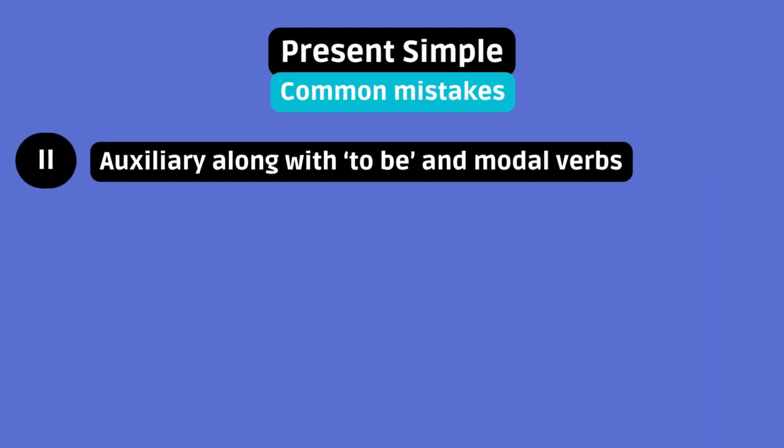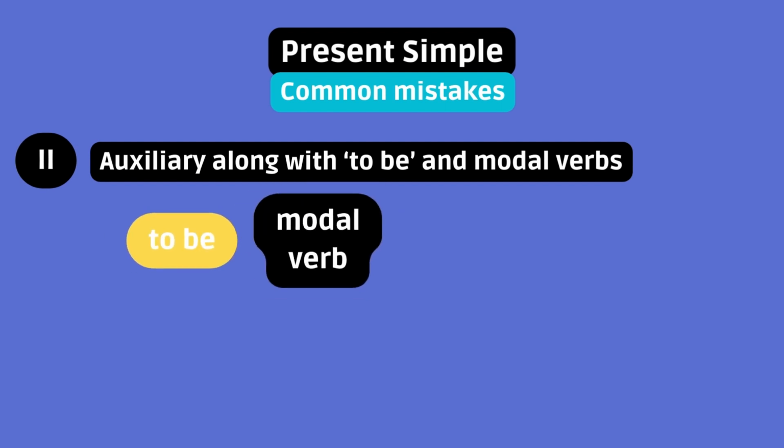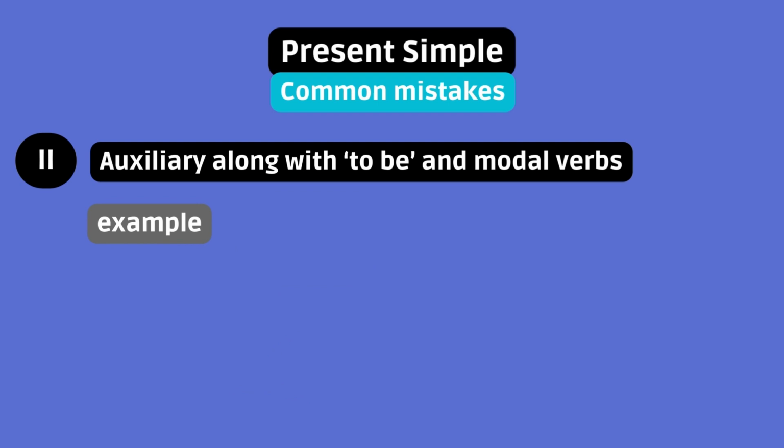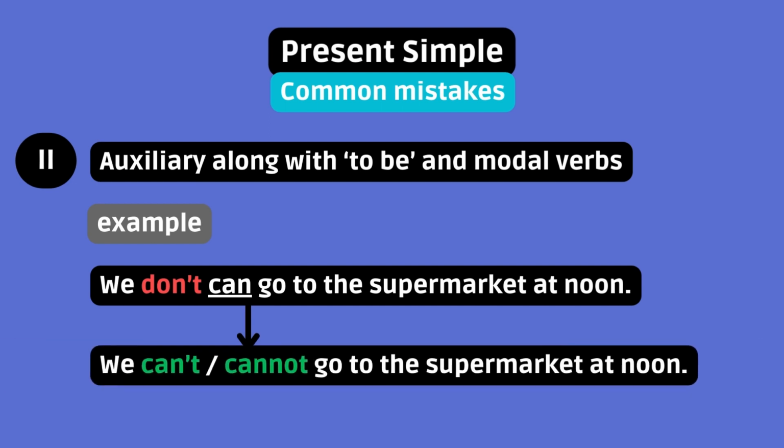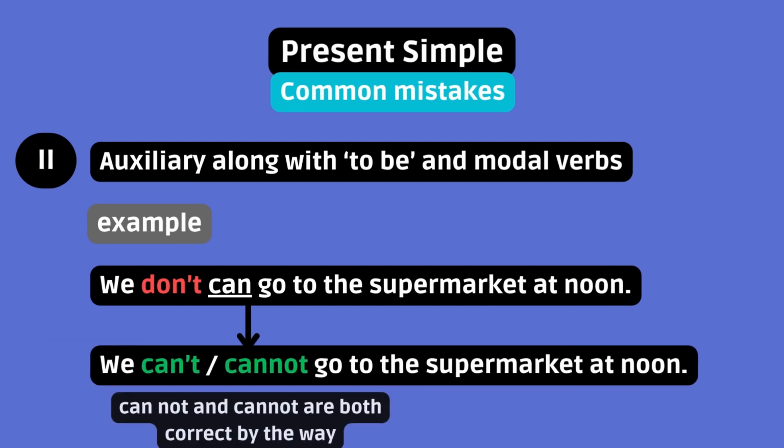2. Auxiliary, along with to be and modal verbs. Whenever you are using the verb to be or a modal verb, there is no need for the auxiliary do. So the negative form is solely held by not, and questions follow the classic form verb-subject inversion. Example: we can go to the supermarket at noon. Should be, we cannot go to the supermarket at noon.